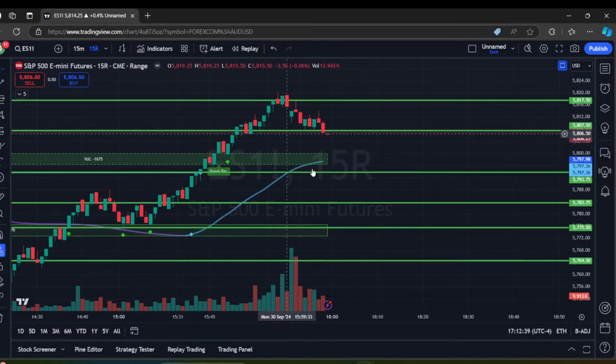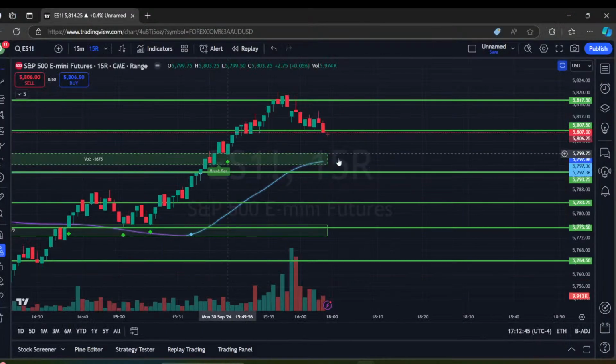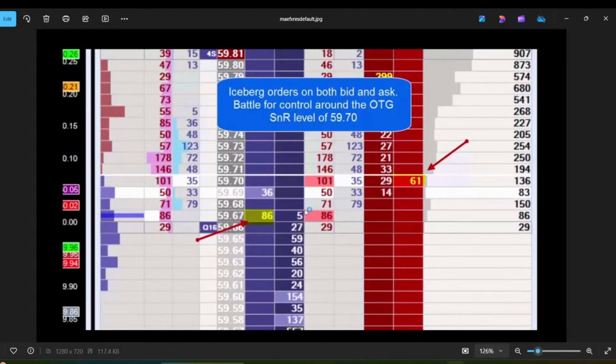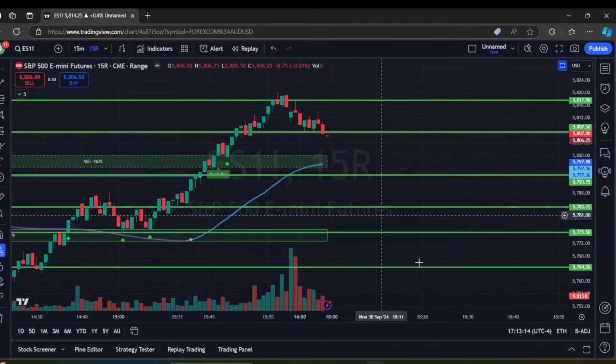So like over here, this could be what's considered an iceberg. We could have an iceberg order over here full of buy stops or limit orders. And then this kind of explains a little bit more. Iceberg orders on both bid and ask. They're battling for control around the support and resistance level 59.70. So we got one over here and one over here. Point is liquidity. They're looking for areas of liquidity.